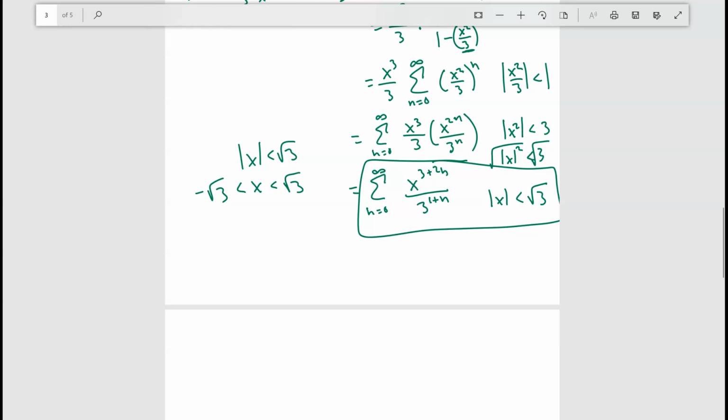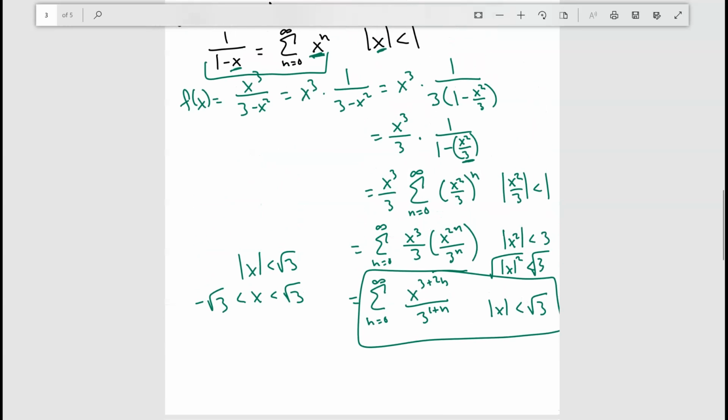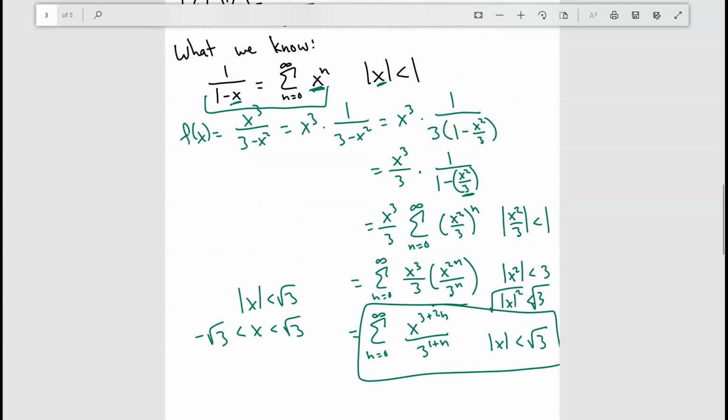Okay, so that's what power series representations look like. You just want to manipulate something that looks like this so that you can represent it as a power series.